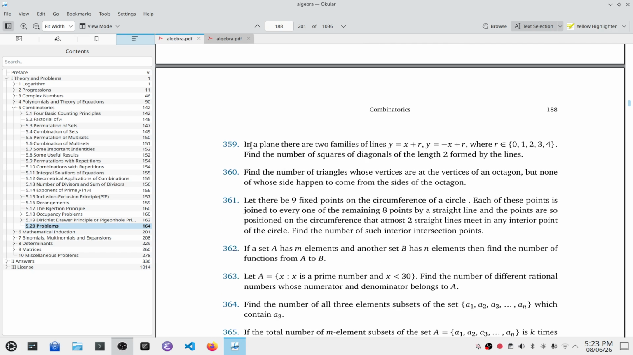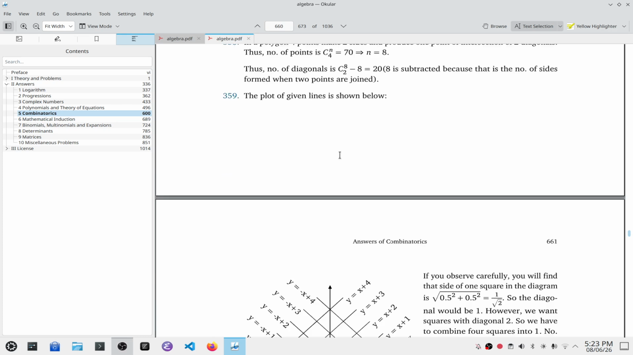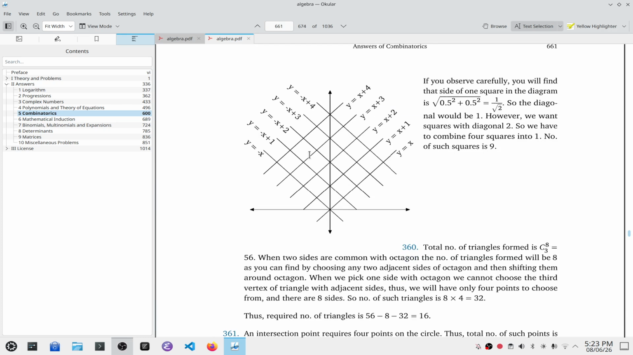Question 359 says that in a plane there are 2 families of lines, y is equal to x plus r and y is equal to minus x plus r, where r is in the set 0, 1, 2, 3, 4. Find the number of squares of diagonal length 2 formed by these lines. So we have plotted the graph of the functions according to coordinate geometry. So this is y is equal to x, x plus 1 and so on, and the other way as well.